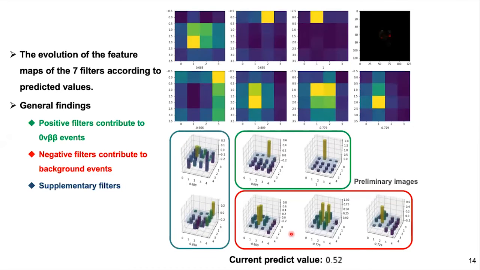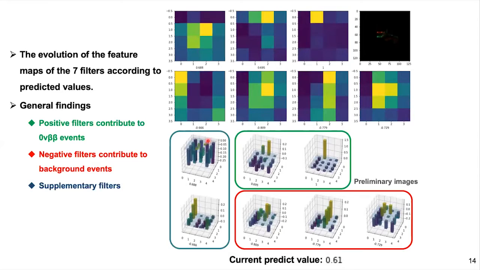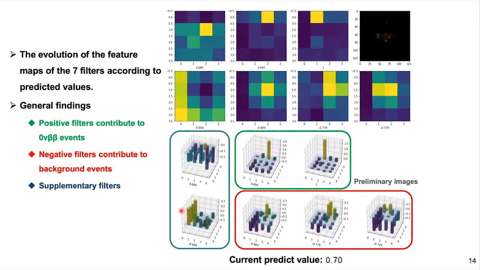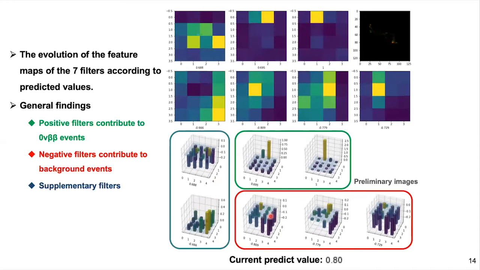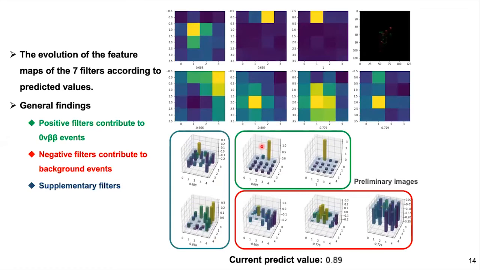At the same time, we call the 2 filters on the left here supplementary filters. Let's finish looking at the changes of the 7 filters with predicted value from 0 to 1. You can see the changes here. The maximum value is getting larger and larger for positive neurons.